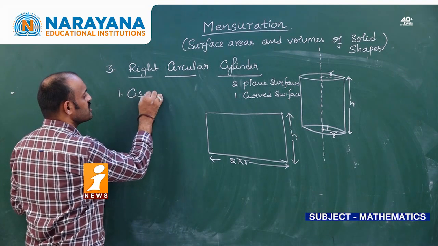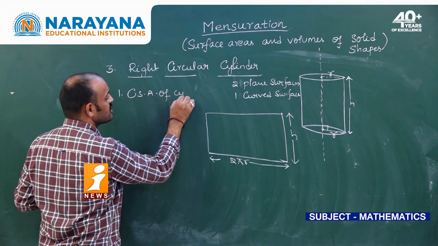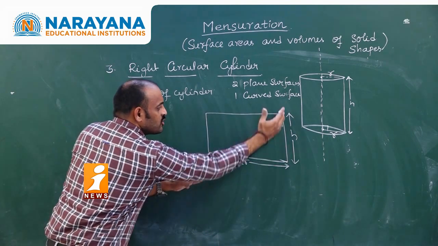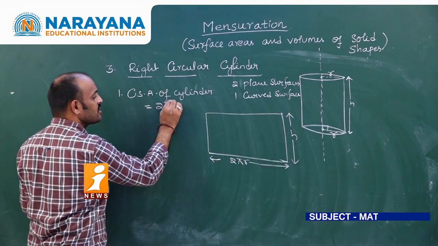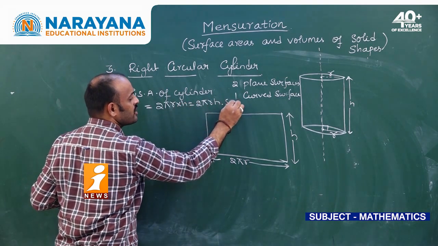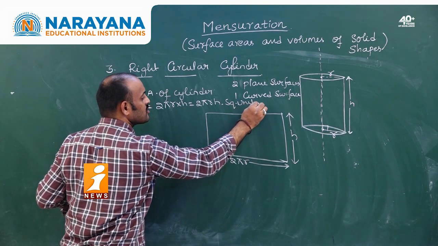So CSA of cylinder is length into breadth, 2 pi r into h, 2 pi r h square units.